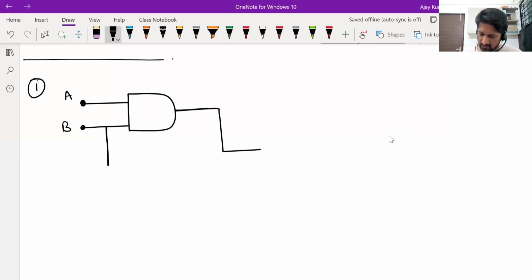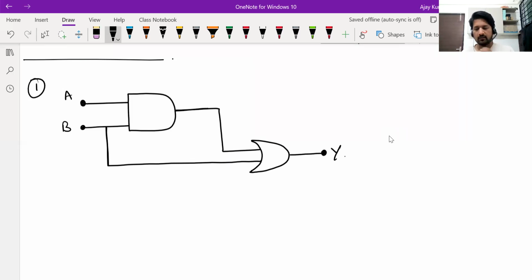Now you can give the same signal as input to multiple gates also. Okay, that is possible. So the output of the AND gate and the signal B, suppose they are given as input to an OR gate. And you take the final output here, Y. Draw the truth table of this combination. What do we mean by truth table of this combination? For different possible combinations of A and B, what will be the output Y?